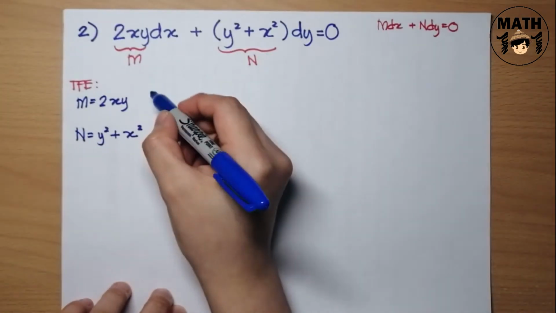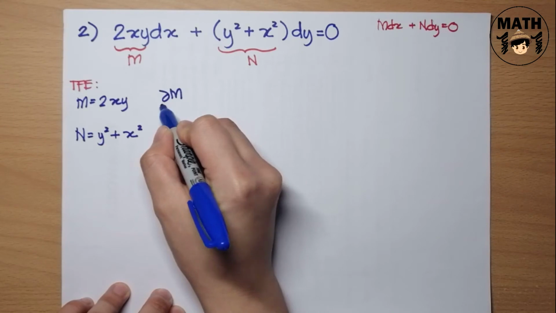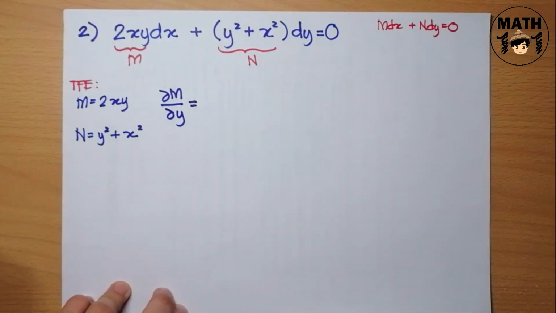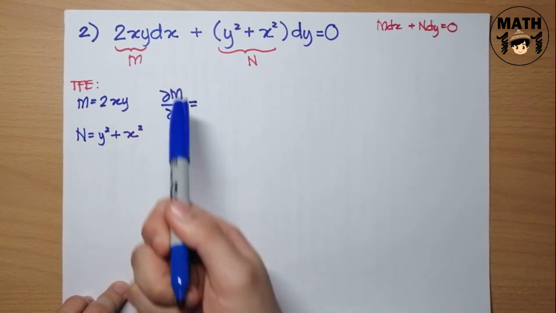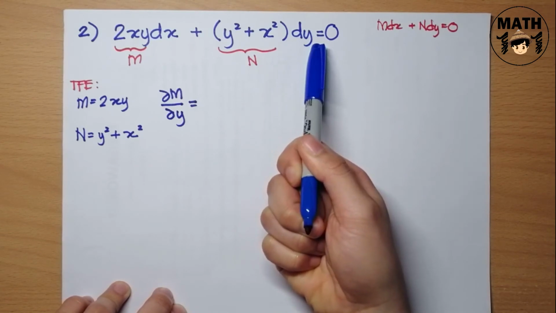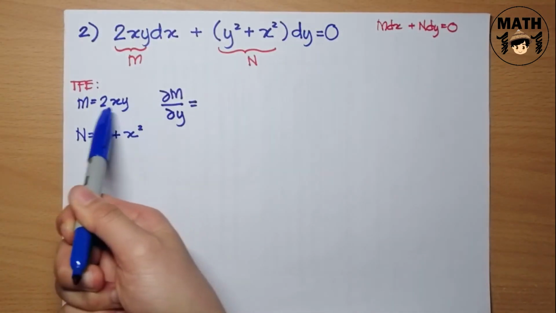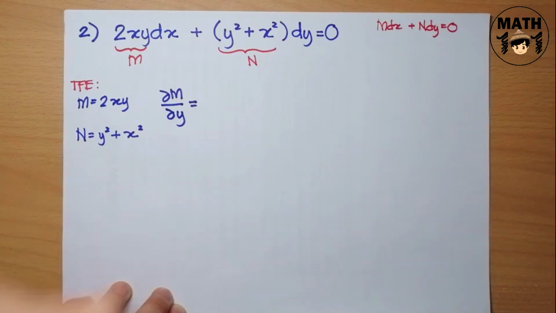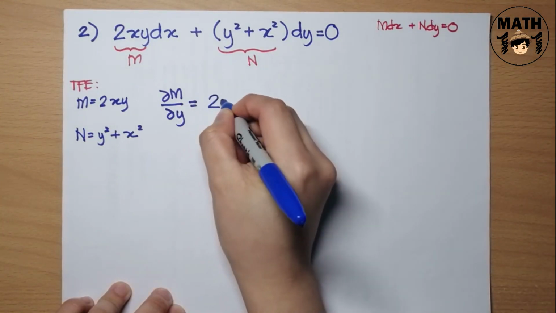To check kung siya ay exact, kunin natin yung partial derivative ni m with respect kay y. So para hindi kayo malito, sino ba yung dinidifferentiate mo with respect kay x or kay y? Yung kasamahan ni dx, i-differentiate mo with respect kay y. Yung kasamahan ni dy, i-differentiate mo with respect kay x. So, i-take natin yung derivative nito with respect kay y. So, lahat ng hindi y is taken as constant. So, derivative ng 2xy is just 2x.